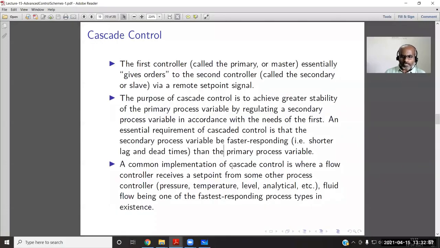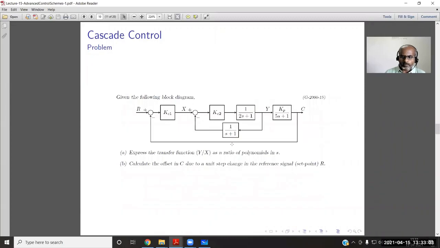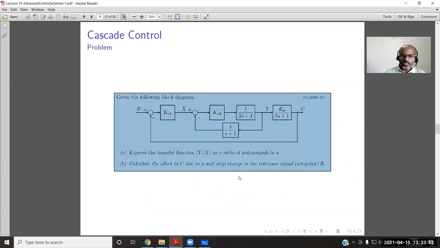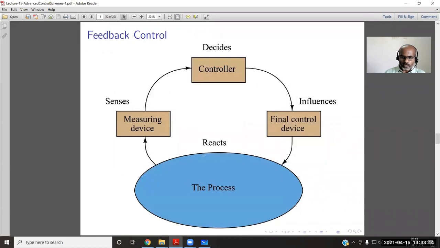Normally, cascade control is used in most chemical engineering systems. This is one of the examples. For this cascade control, you are asked to find the transfer function Y by X. Let's see the theoretical aspects first. Normal feedback control simply takes a measurement and gives it to the controller, there is a final control element, and it affects the process.